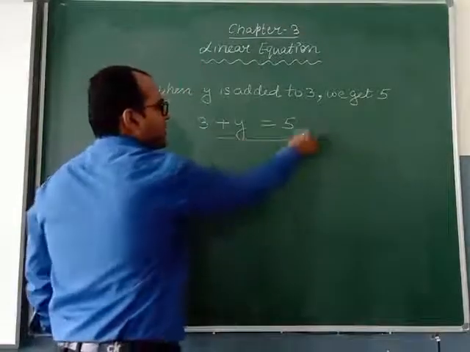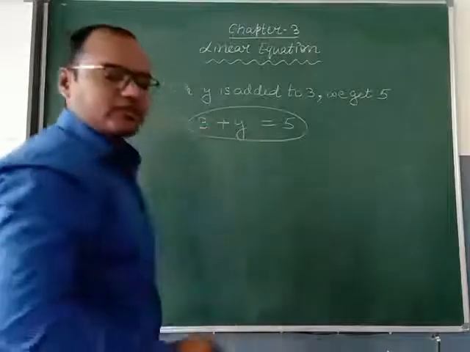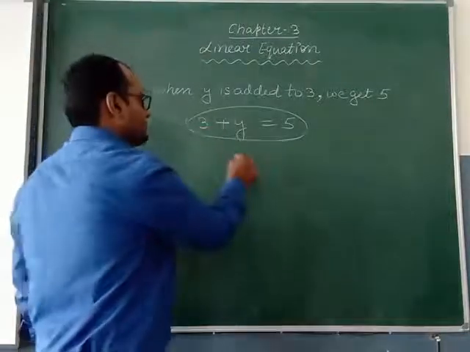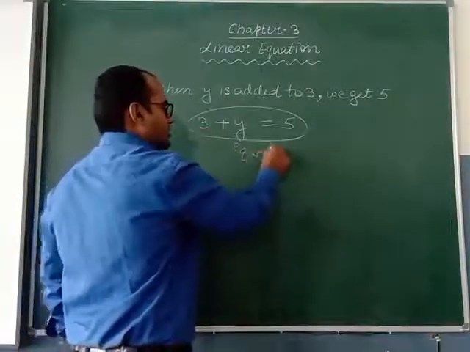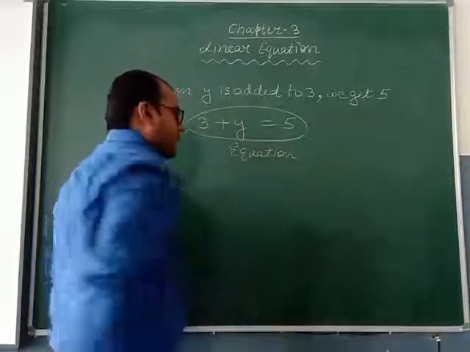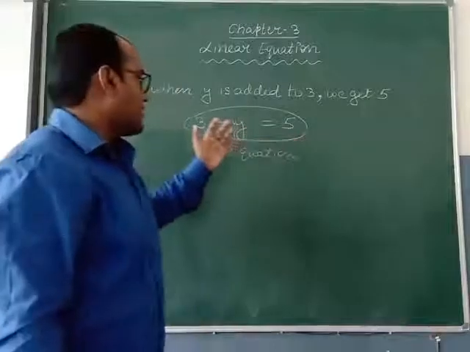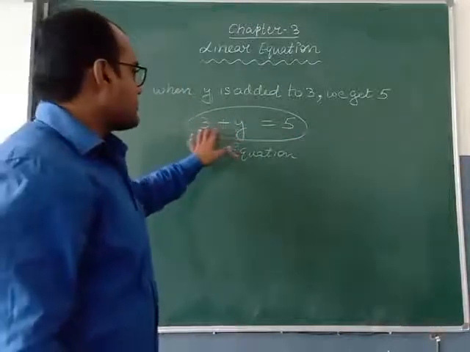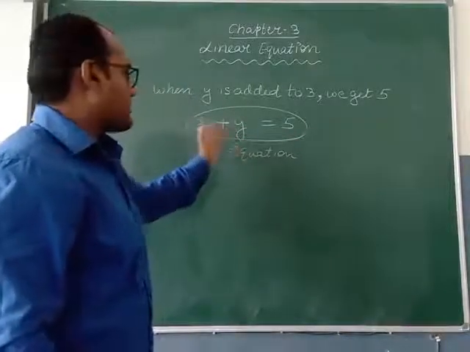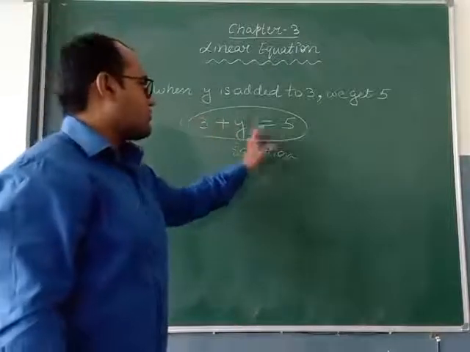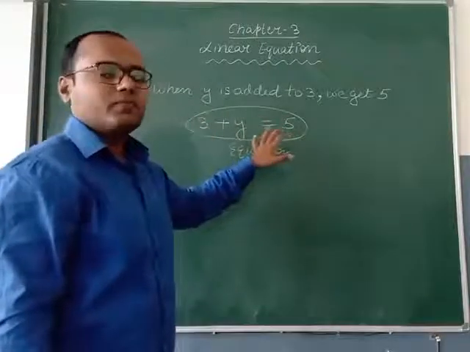Such a way of representation is known as an equation, or we can say a linear equation. In this representation, we have used symbols between numbers and variables. Such a way of representation is known as an equation.